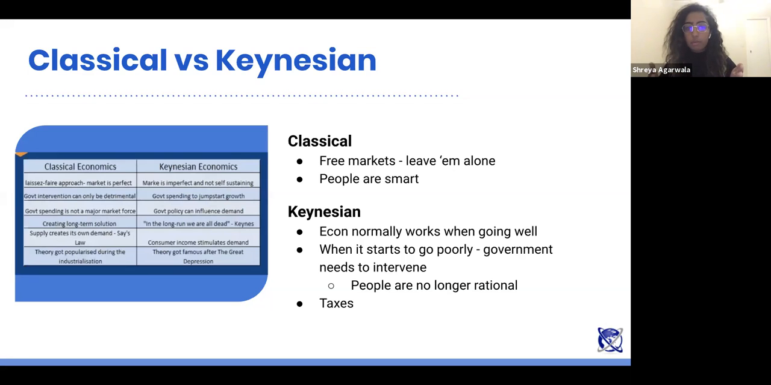As you can see, the theory got popularized during industrialization. So it was really when there was a lot of production happening and a lot of consumers buying that people were like, oh, the market will be fine on its own. We don't really need the government to step in.